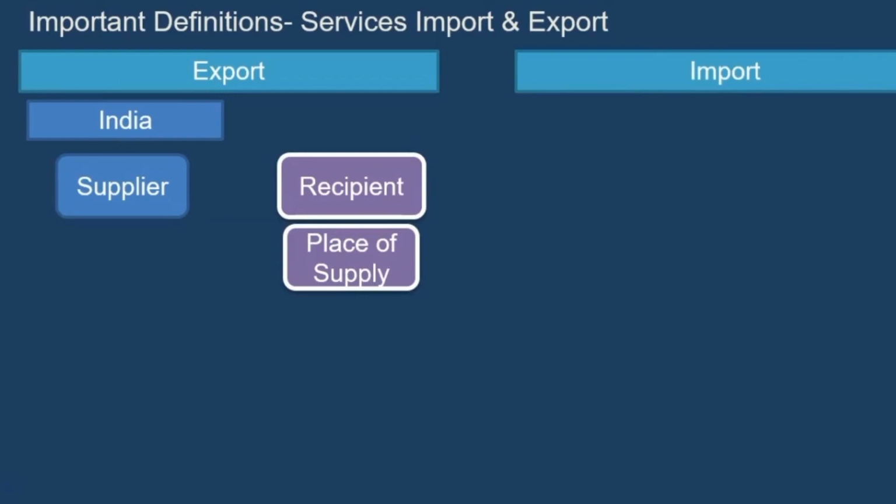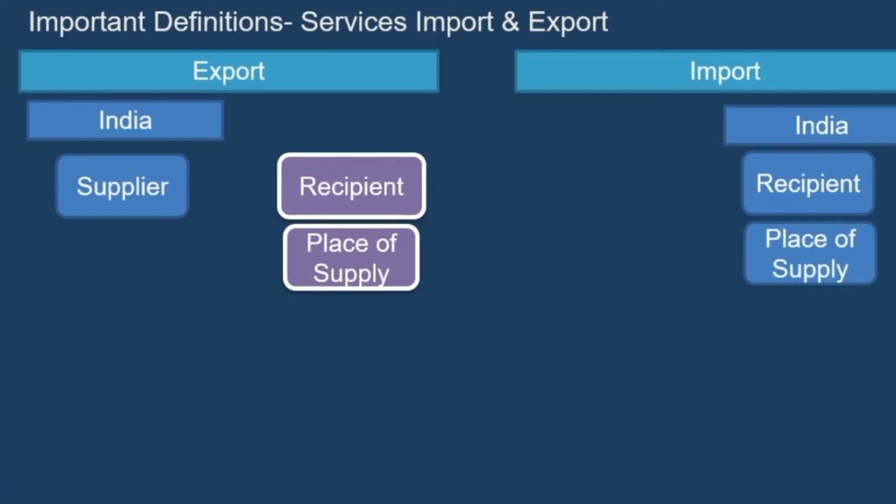And in case of imports, it is exactly the mirror effect of this. In India, who will be sitting? You're importing, so the recipient must be sitting in India, and place of supply must be in India, whereas the supplier is outside India. So all these terminologies we also have to understand. What is a place of supplier? What is a place of recipient? And what is a place of supply? Only then can we work out whether a particular transaction is export or import within the meaning of IGST.